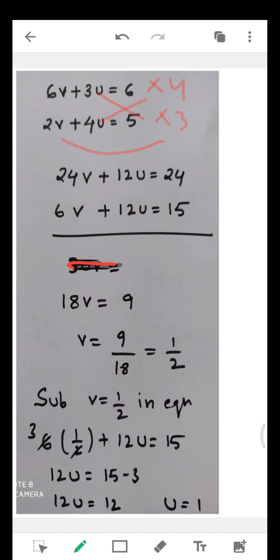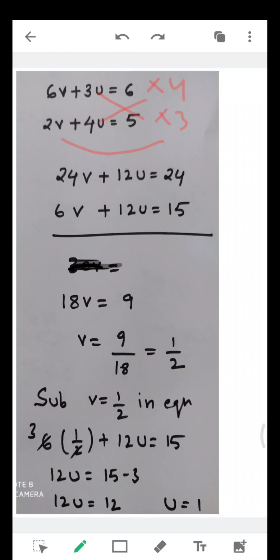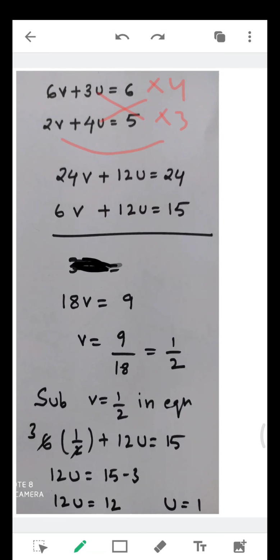Now we cannot cancel it directly. Okay, can we cancel it directly? No, we cannot cancel it directly. So what to do here? We should change the sign. What we should do? Change the signs. How to change the sign?